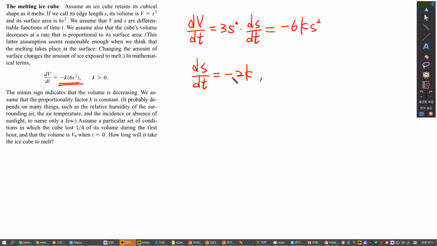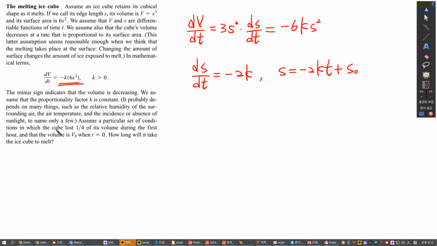So this means, because k is constant, in terms of the side length s, the side length constantly decreases as time goes by because of this negative sign. So we can make the equation for the side length. That means s is equal to minus 2kt plus, let's say original side length is s0. Yep. So this is the equation for the side length.